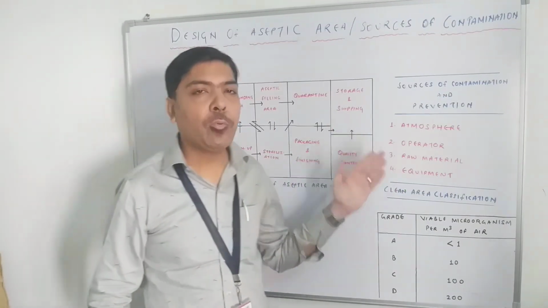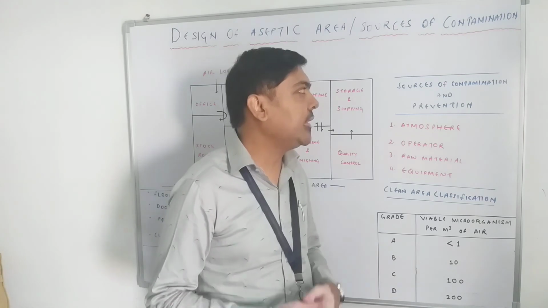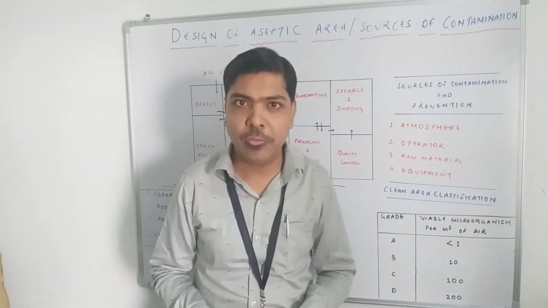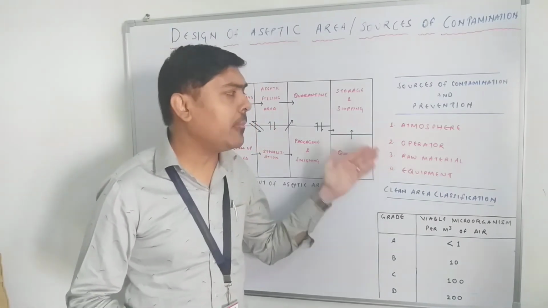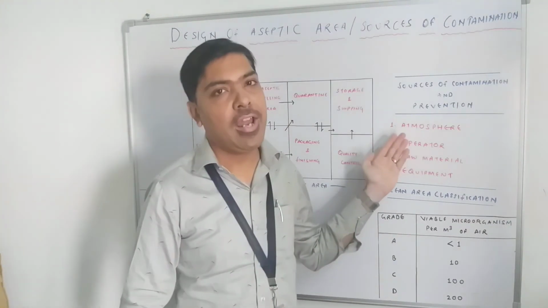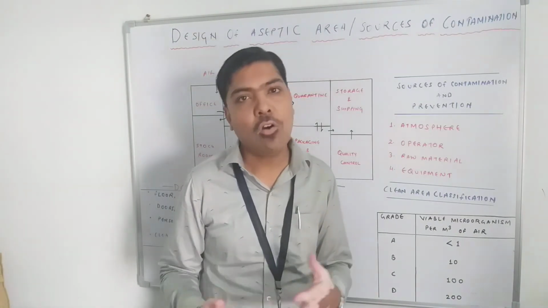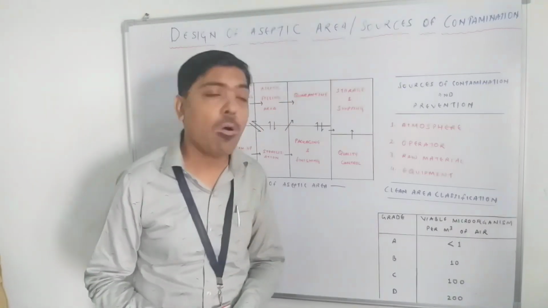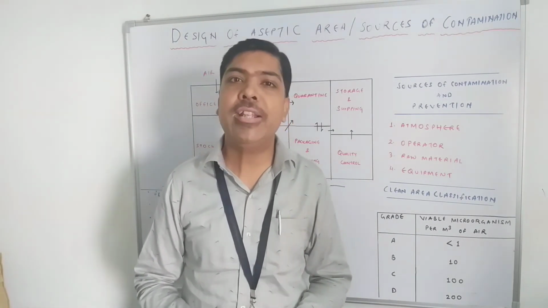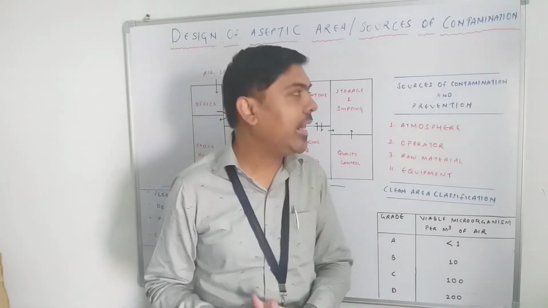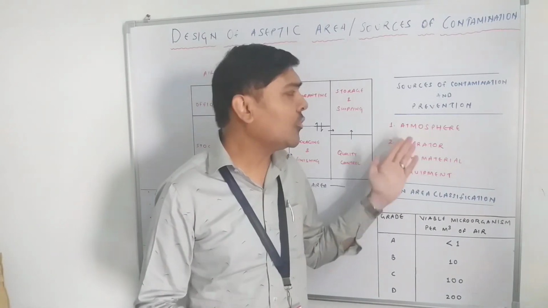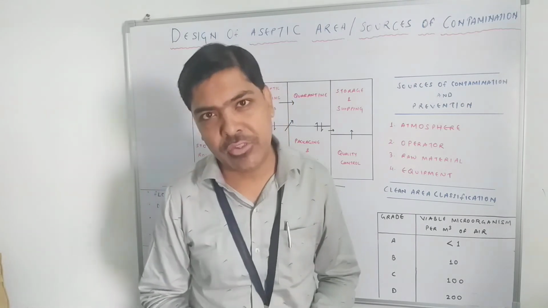Now coming to the next point of discussion, the sources of contamination and how we can go about their prevention. The sources of contamination can be divided into four major categories. Number one is the atmosphere, number two is the operator, number three is raw material, and number four is equipment. So one by one we'll discuss all these factors that can act as a source of contamination.